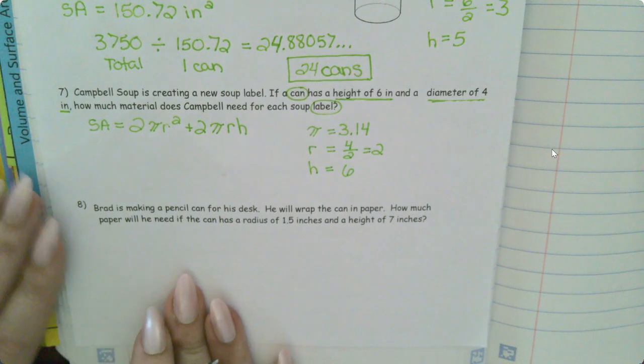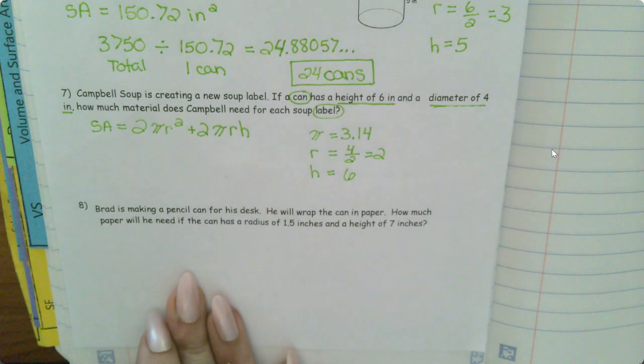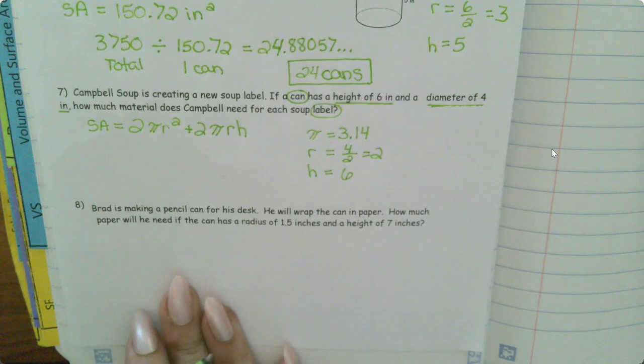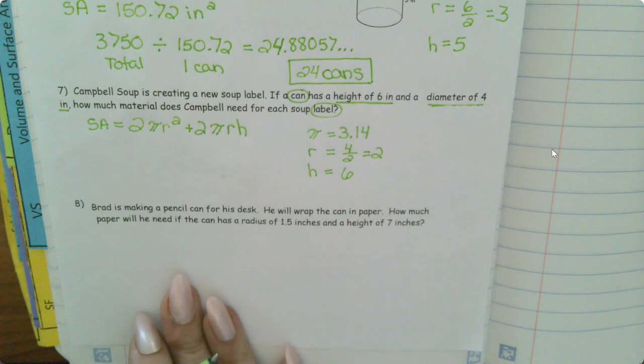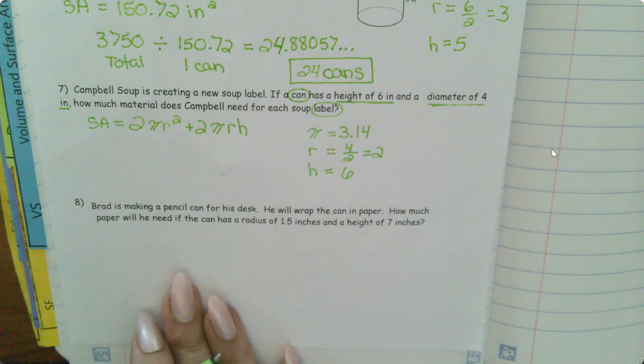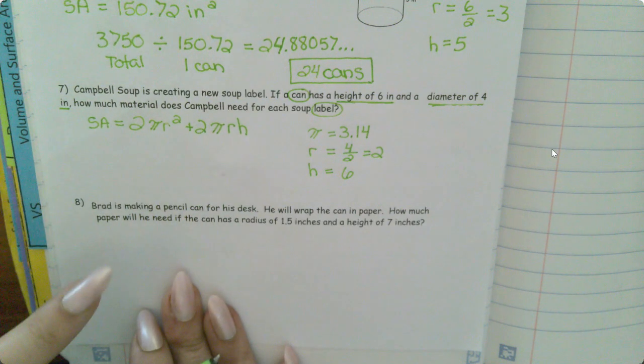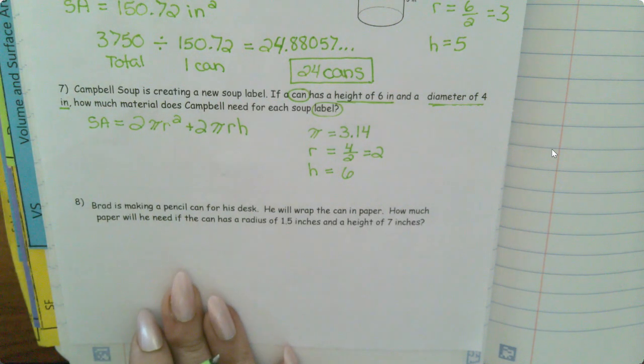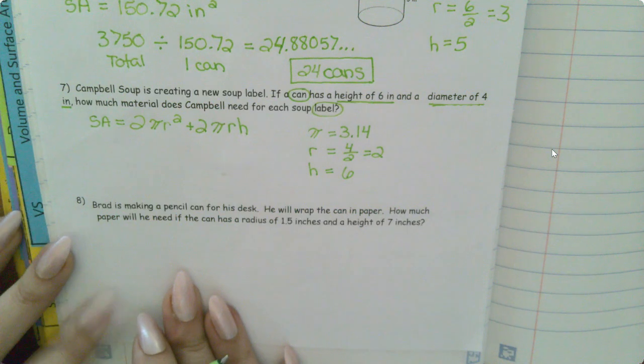Here's the thing that we have to be careful of with this question. Think of a soup can. Does the label cover the top and the bottom, or does it just go around the outside? So if we're not covering the top and the bottom, which part of this formula do I want to get rid of? Because it's the area of the top and the bottom.